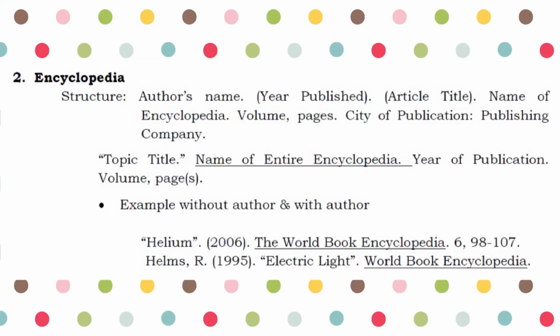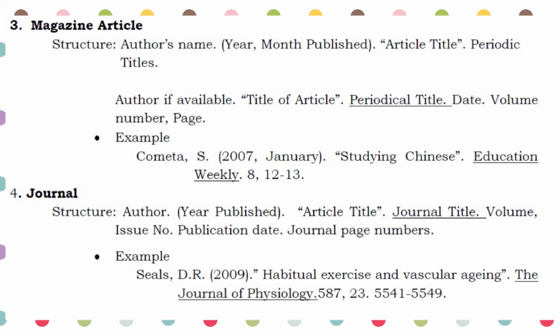Number 2. Encyclopedia. The structure should be author's name, year published, article title, name of encyclopedia, volume, pages, city of publication, publishing company, topic title, name of entire encyclopedia, year of publication, volume, and pages. Number 3. Magazine article. Structure should be author's name, year, month published, article title, periodic titles, author if available, title of article, periodical title, date, volume number, page.